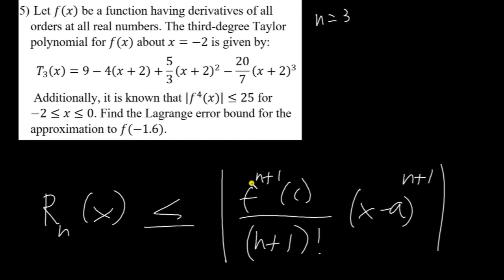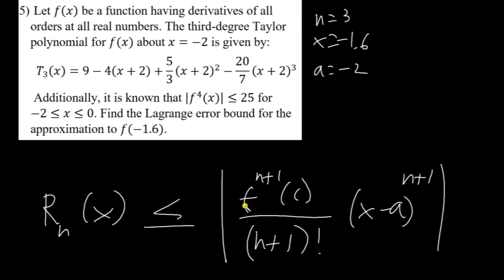x is where we're taking the polynomial at, the x value, and since we want to find it at negative 1.6, x equals negative 1.6. a is where the polynomial is centered, the Taylor polynomial or the Maclaurin polynomial is centered. In this case, since we have a Taylor polynomial centered at x equals negative 2, we have a equals negative 2.